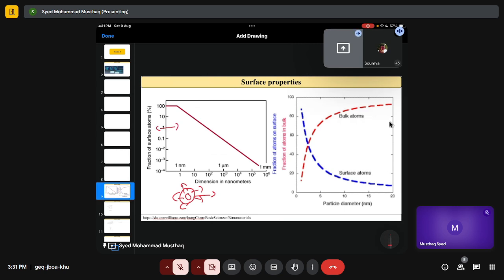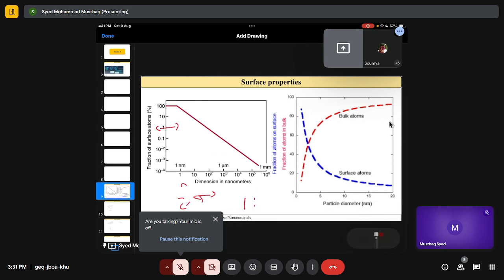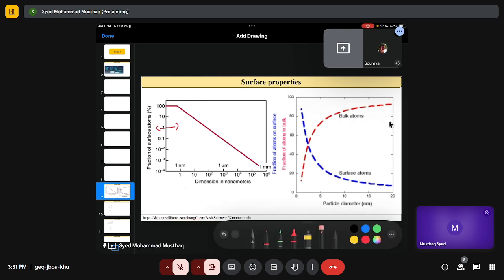When we are talking about big particles like micron particles, the surface to bulk atomic ratio is very small. The ratio is the number of surface atoms divided by the number of bulk atoms. This ratio will be very small for large particles, because the bulk atoms are so many that the ratio tends to 0. But for nanoparticles, that is not the case; the ratio will be a good value, nearing 1.